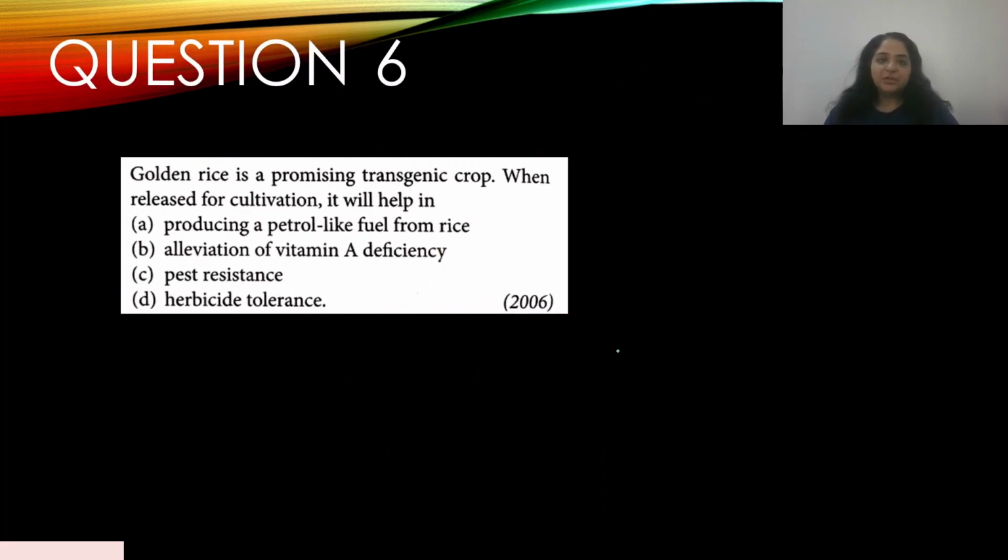Question number 6. Golden rice is a promising transgenic crop. When released for cultivation, it will help in, this appeared in 2006, A. Producing a petrol-like fuel from rice, B. Alleviation of vitamin A deficiency, C. Pest resistance, D. Herbicide tolerance. Again, it's the same thing. It alleviates vitamin A deficiency. Answer is B.